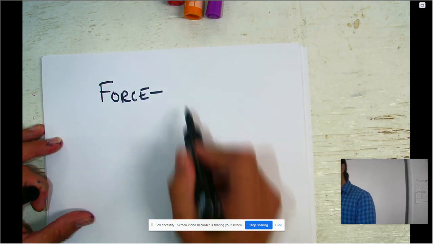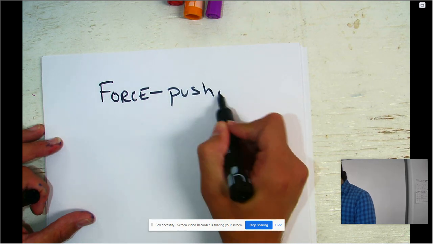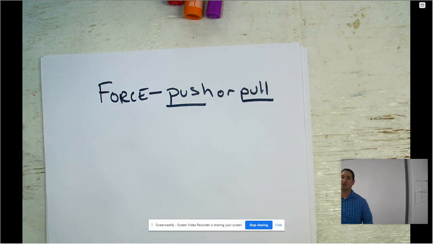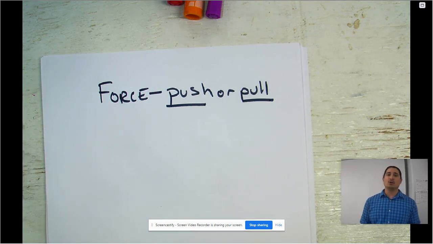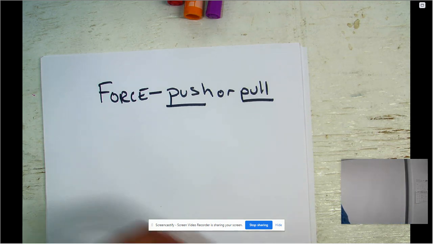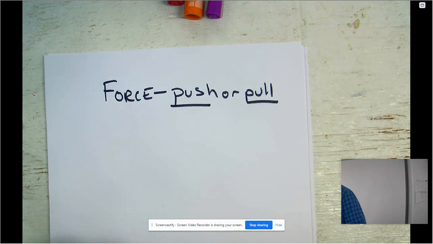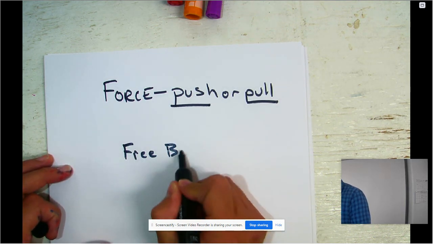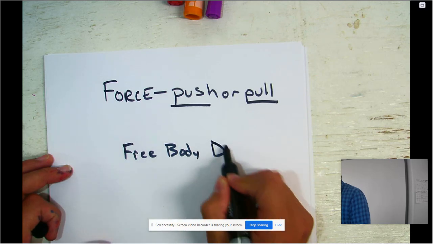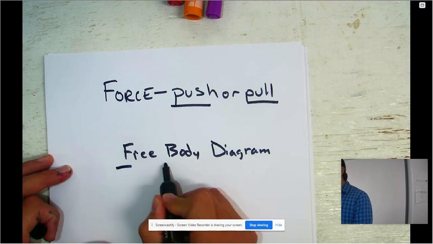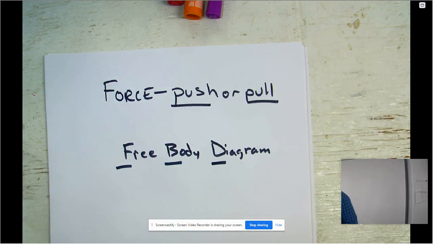A force is simply a push or a pull. It's either a push or a pull. And so we can use arrows to represent that push or that pull. We're going to use a free body diagram, or an FBD for short.